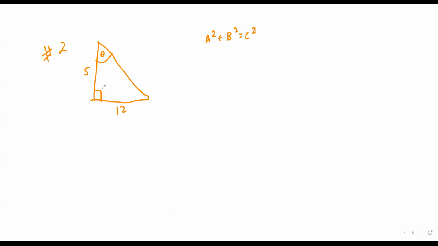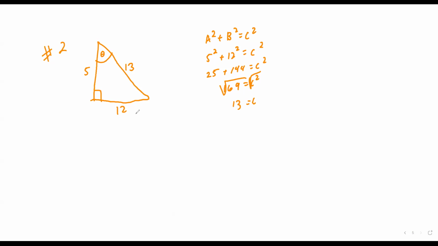Again, this is the only side that matters, so this has to be the C. These can interchange between A and B. So this is going to be 5 squared plus 12 squared equals C squared. So that's 25 plus 144 equals C squared, which is 169. Then you would just take the square root of 169 and you get 13. So this is one of those famous perfect square triangles, 5, 12, 13. But again, I didn't remember that, and I don't expect you to remember that. I do expect you to be able to get to the same conclusion, though.